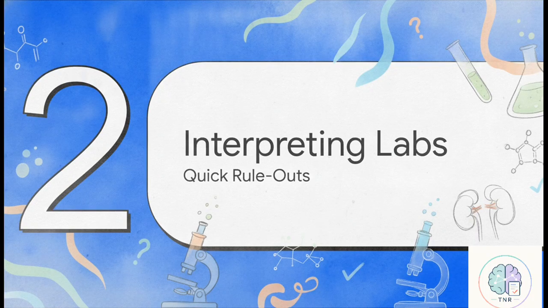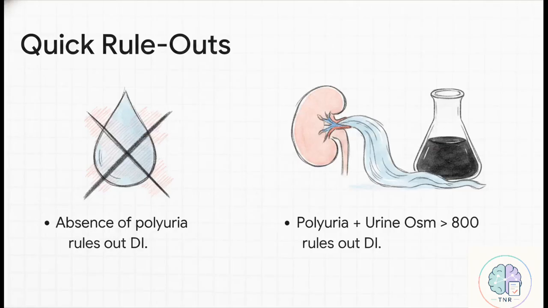Section 2. Interpreting the initial labs. Let's start with our rapid rule-outs. If there's an absence of polyuria, boom, you can immediately rule out both DI and psychogenic polydipsia, which is pathological water drinking. Furthermore, like we touched on earlier, if the patient does have polyuria but their urine osmolality is greater than 800 milliosmoles per kilogram, that also definitively rules out both DI and polydipsia. The kidney is clearly doing its job by concentrating the urine.